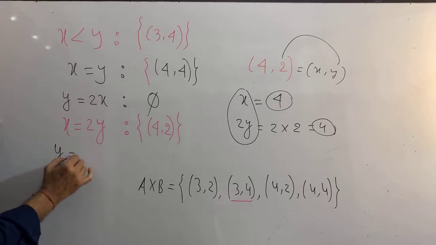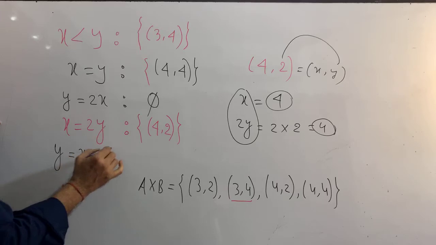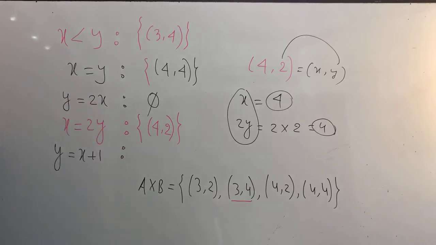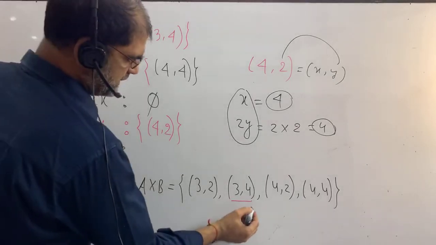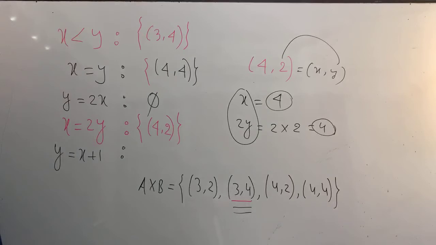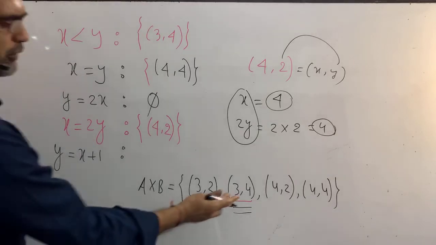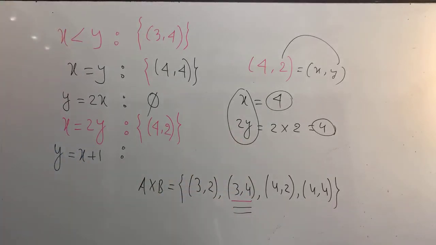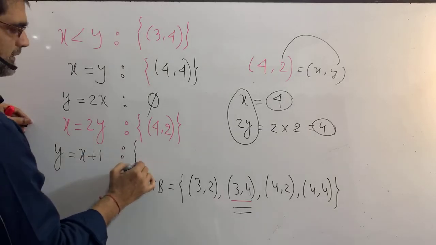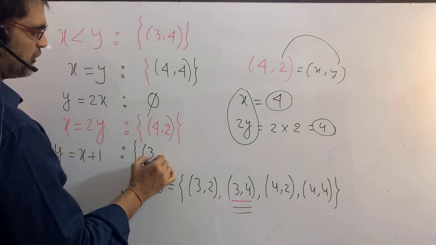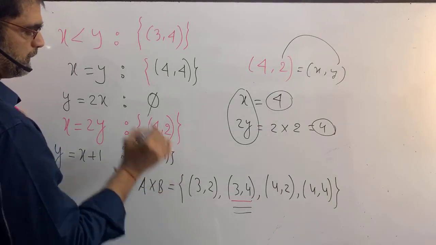Y equal to x plus 1. Suppose it is given y equal to x plus 1. Can you please tell me? We have only this math answer, 3 comma 4. This 4 is equal to 3 plus 1. So we will get another math like this, 3 comma 4.